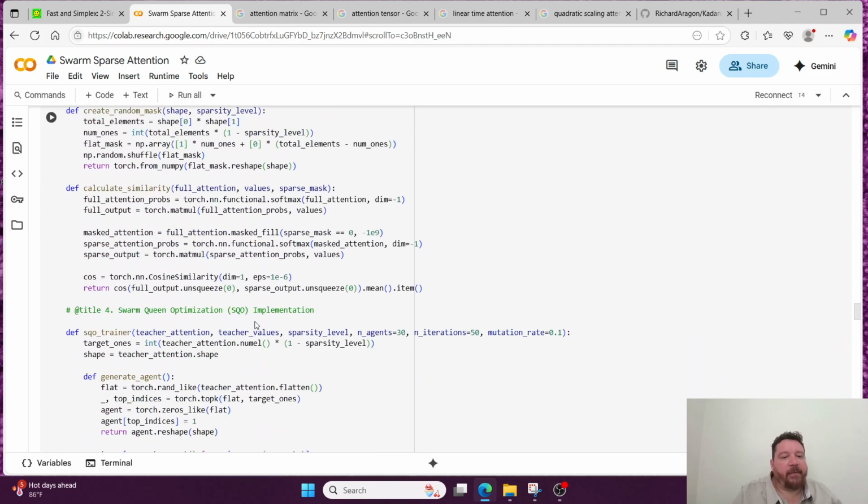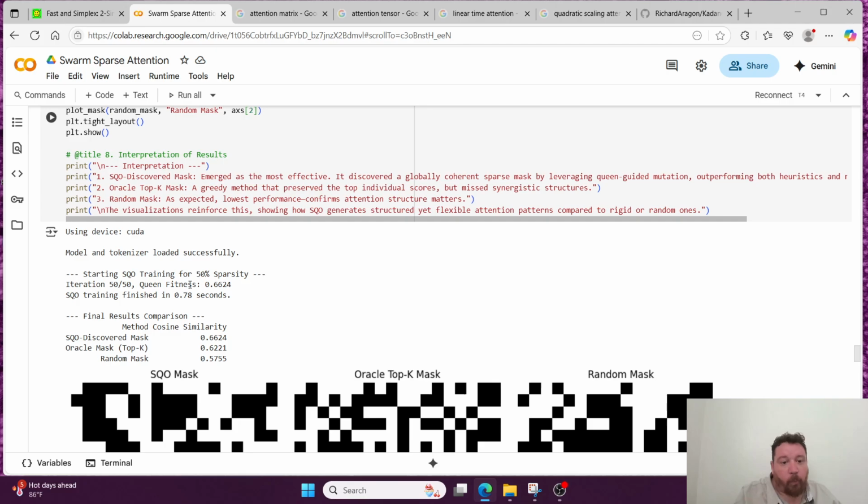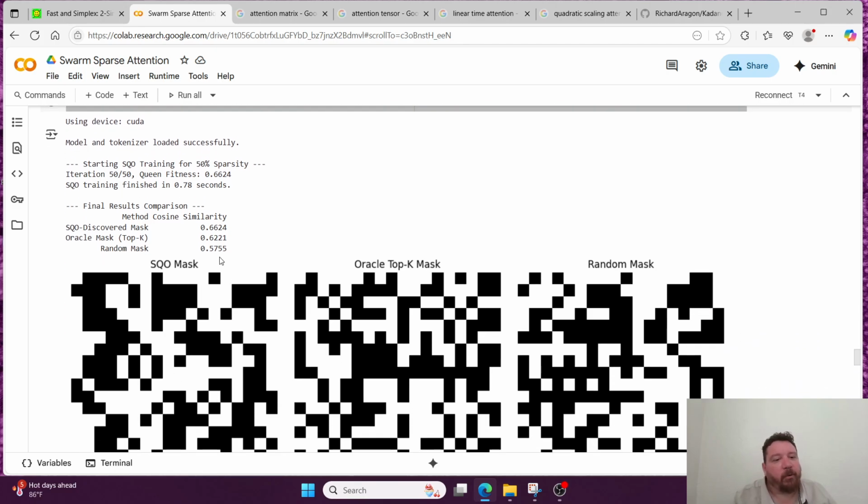In this next test, I input my swarm clean optimization, and we'll see if I can improve that even more. We had basically a 1% increase between Oracle and PSO. For SQO, we get a 4.5% increase, so a significant increase going from PSO to SQO. There's a significant increase going from top-K score and random masking to PSO and swarm optimization, but going from PSO to SQO is a massive improvement.